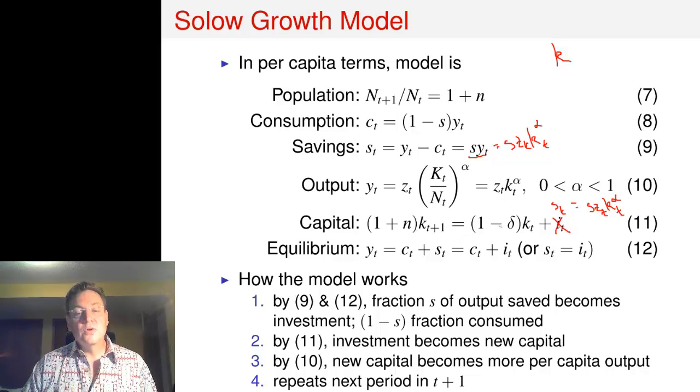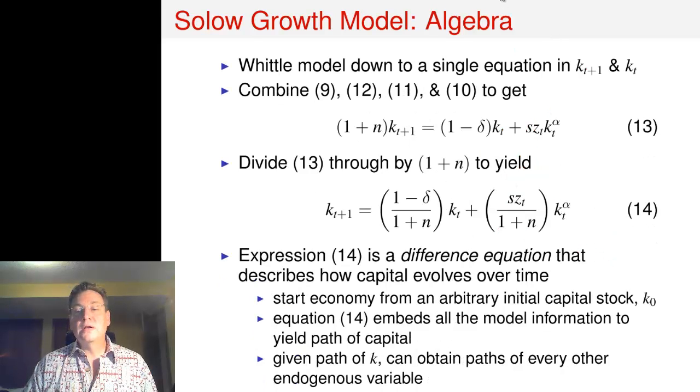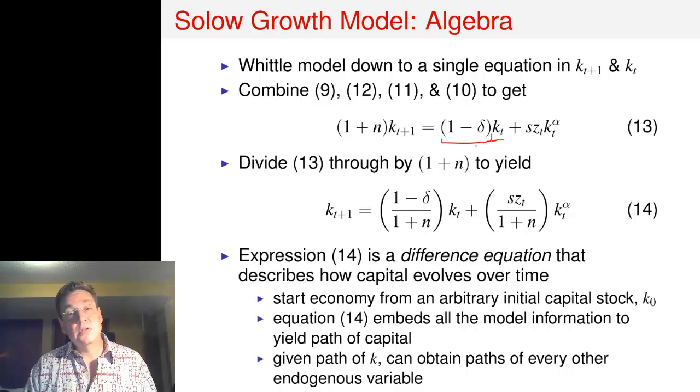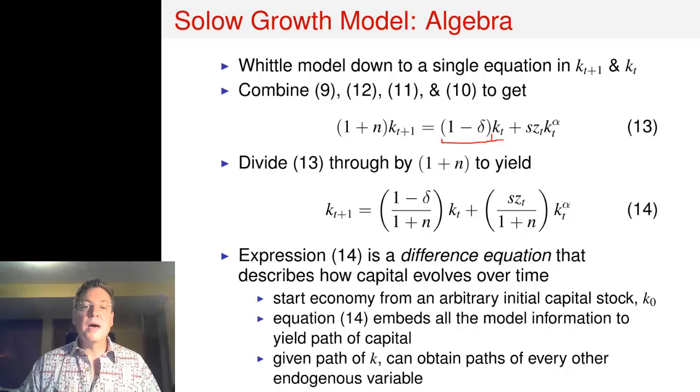We have what is called a difference equation in capital. So I've just rewritten that difference equation here in 13. And what this tells you is if you start with some capital stock today, 1 minus delta of that capital stock will not depreciate because delta is the fraction that does depreciate. So 1 minus delta times the capital stock is the amount of capital that you're going to have left over next period. And then this object here is just investment, right?